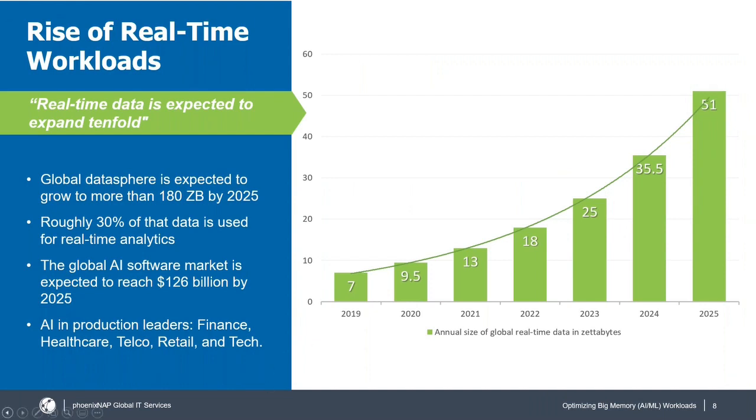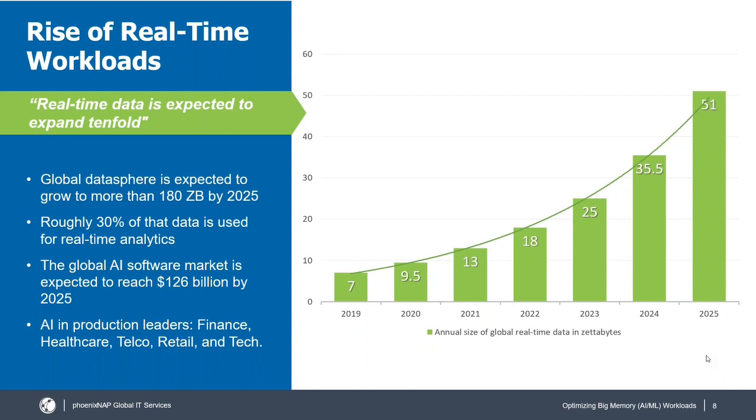So many of the activities that drive our day-to-day is fueled by data, right? When we look at the global data sphere, we can see massive acceleration in the growth of data generated. The global data sphere is expected to grow to more than 180 zettabytes by 2025. And real-time analytics makes up approximately 30% of that data.